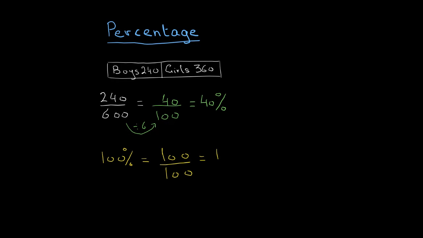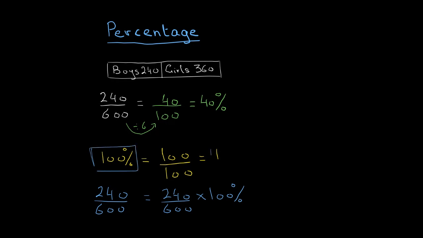So let's say I wanted to express 240 over 600. So let's try to express 240 over 600. So I have 240 over 600, and I want to express it in percentage form. So I can say, well, this is equal to 240 over 600 multiplied by 100%. And I can do that because 100% is just 1, right? 100% is just equal to 1.